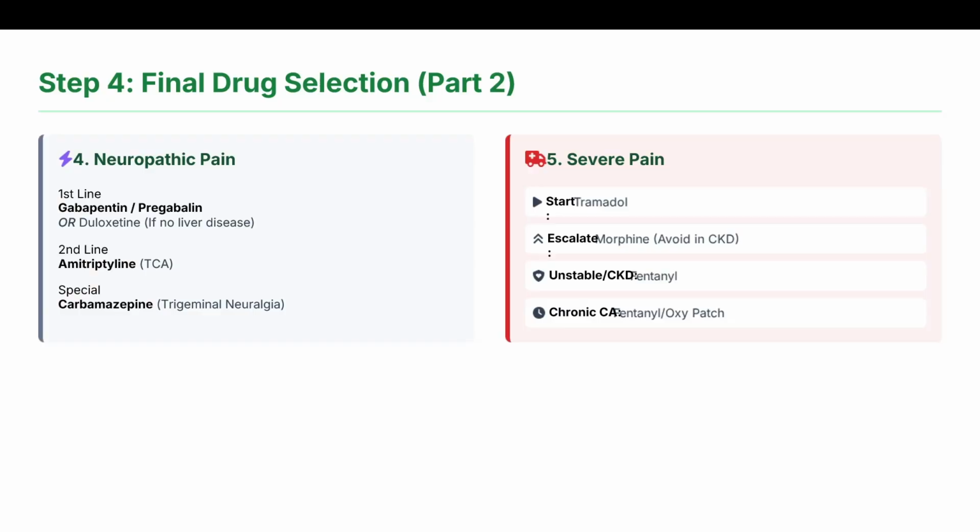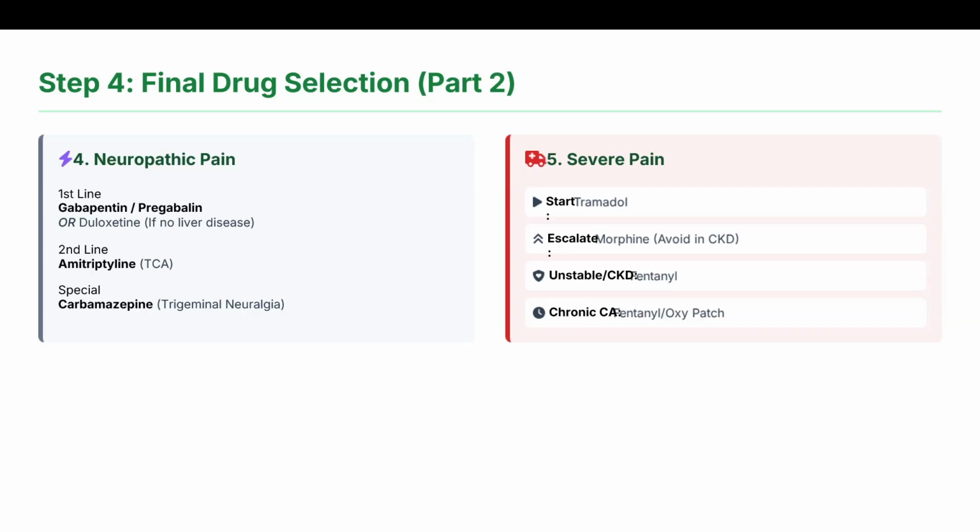For neuropathic pain, like trigeminal neuralgia or peripheral neuropathy pain, gabapentin or pregabalin is preferred, or duloxetine can be used if there is no liver disease. Second line is amitriptyline, which is a tricyclic antidepressant. Try to avoid this in elderly patients in order to prevent delirium or urinary retention. For trigeminal neuralgia, specifically carbamazepine is used, not for other neuropathic pain categories.